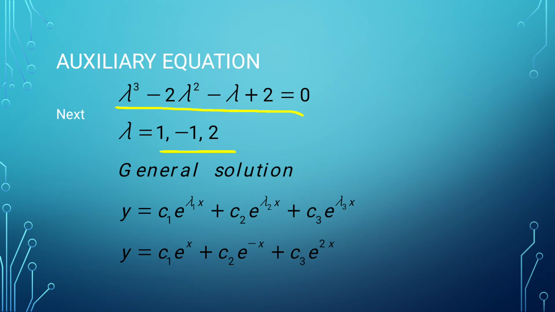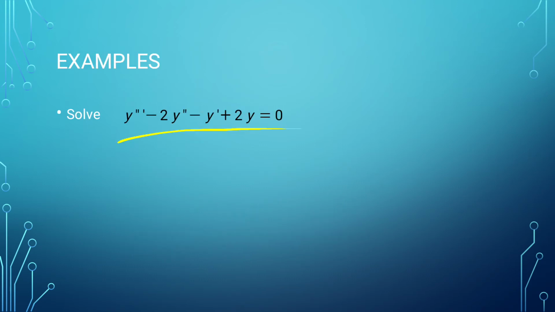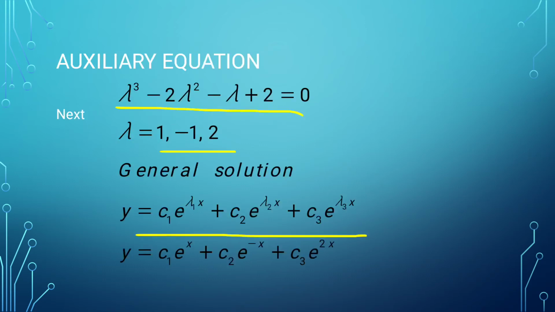If you look at these roots, they are distinct. So the general solution for this will look like this, where lambda 1 is 1, lambda 2 is -1, lambda 3 is 2. If it was an initial value problem, then I could solve for the constants C1, C2, and C3. But in this case, it is not an initial value problem, so this becomes the solution to the equation.